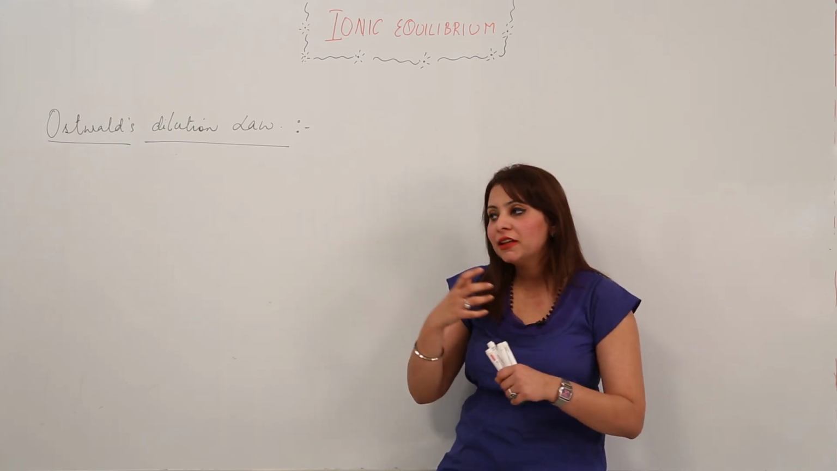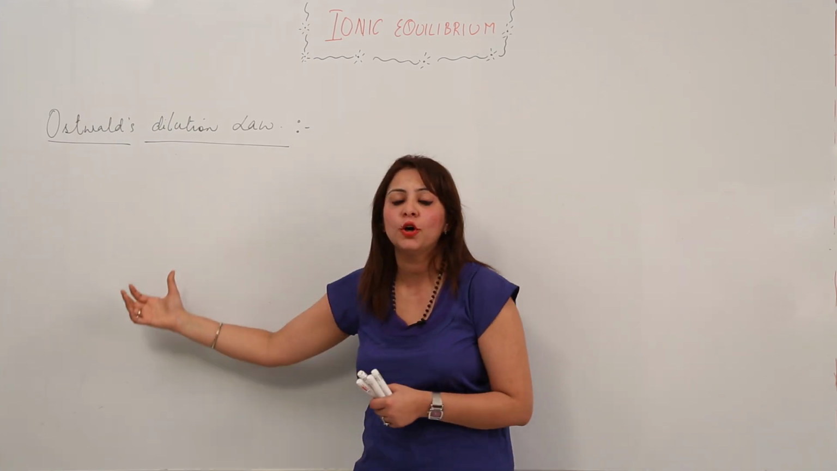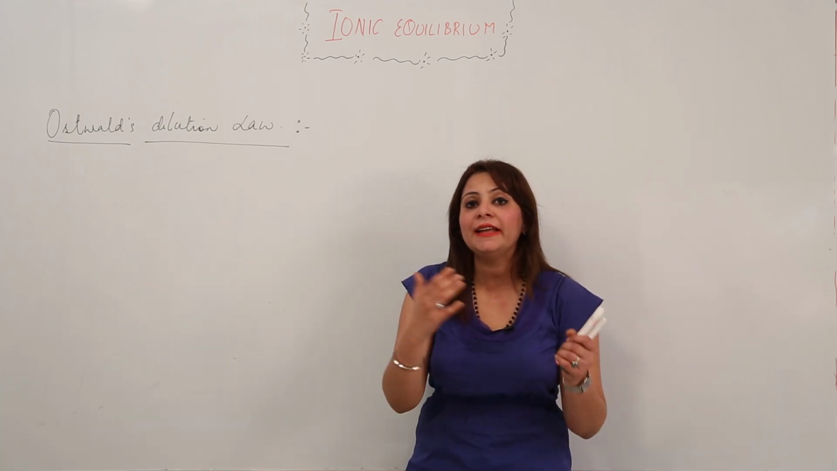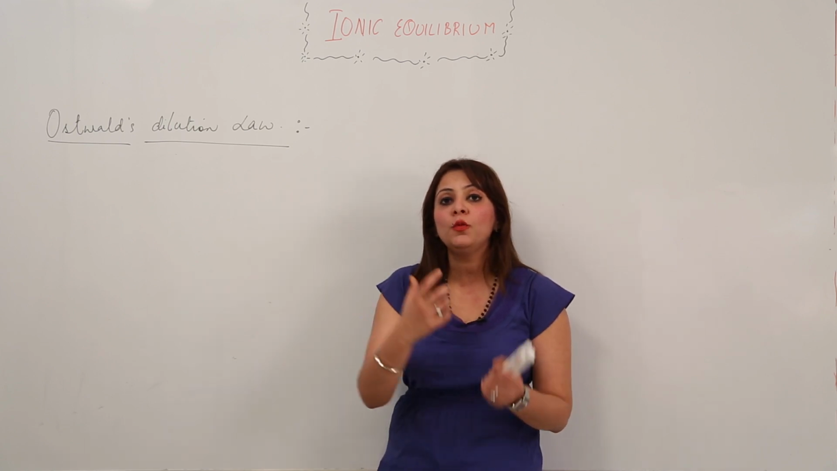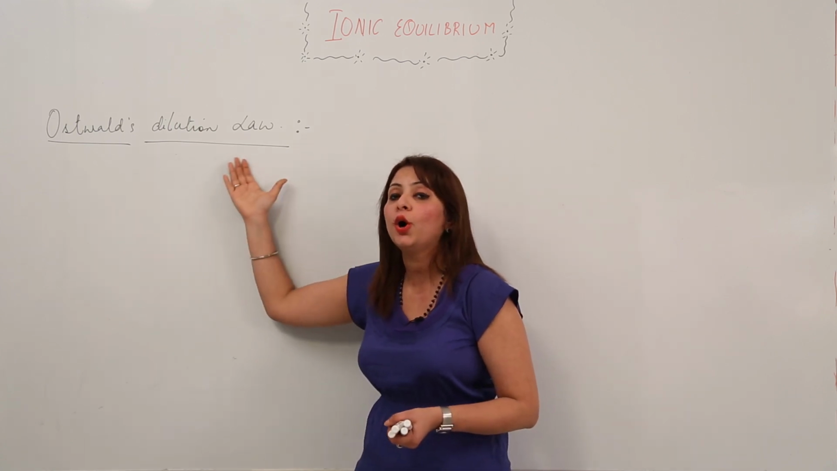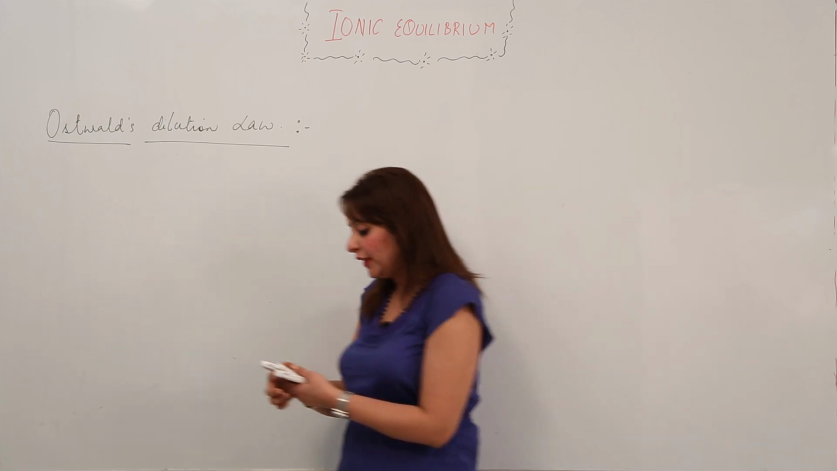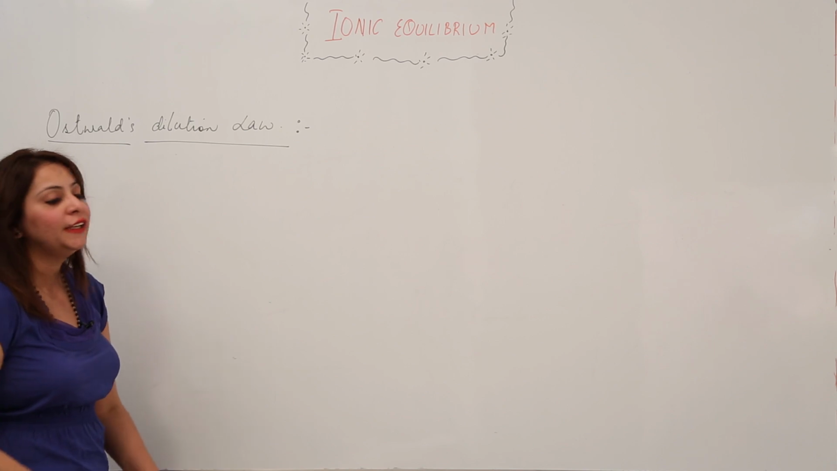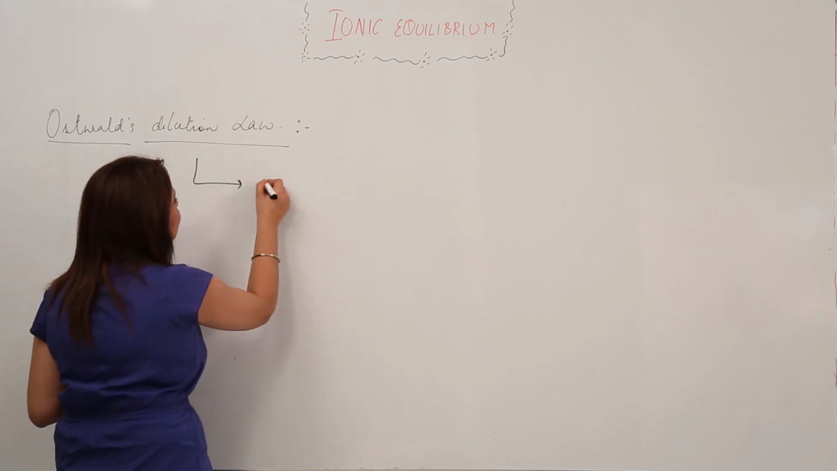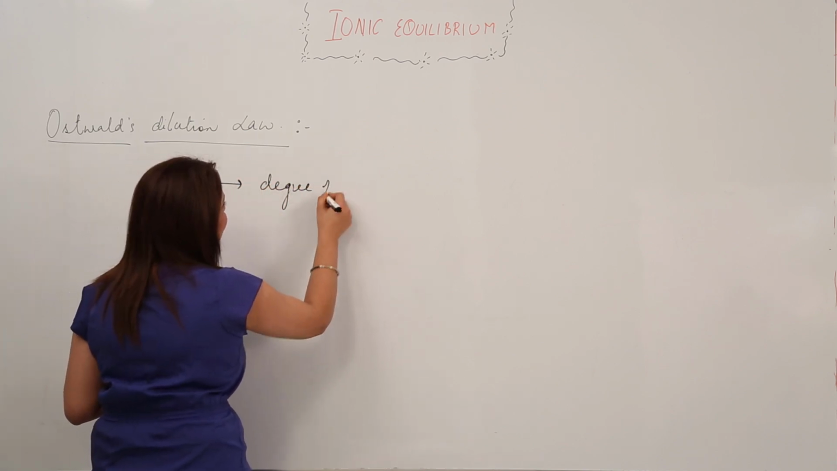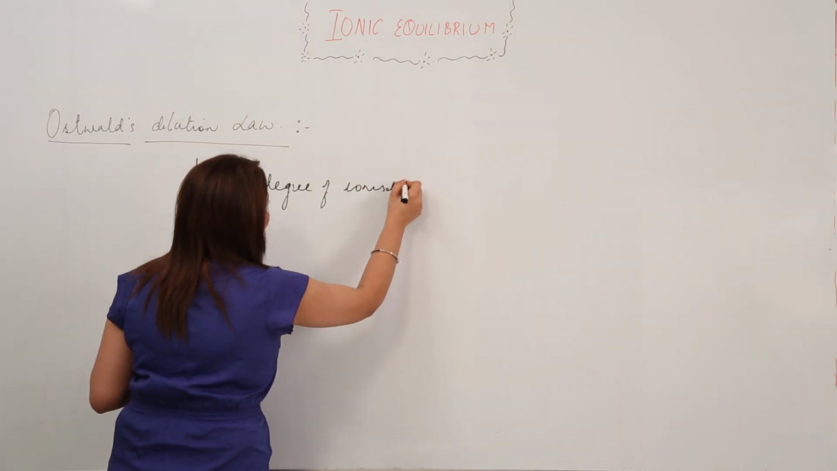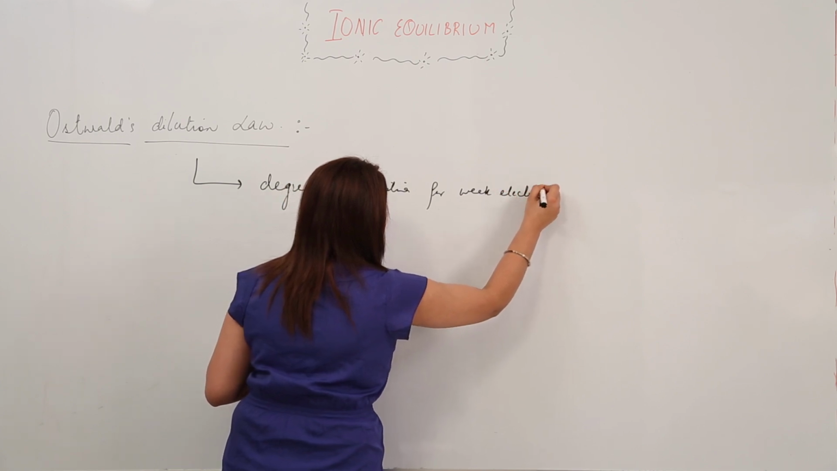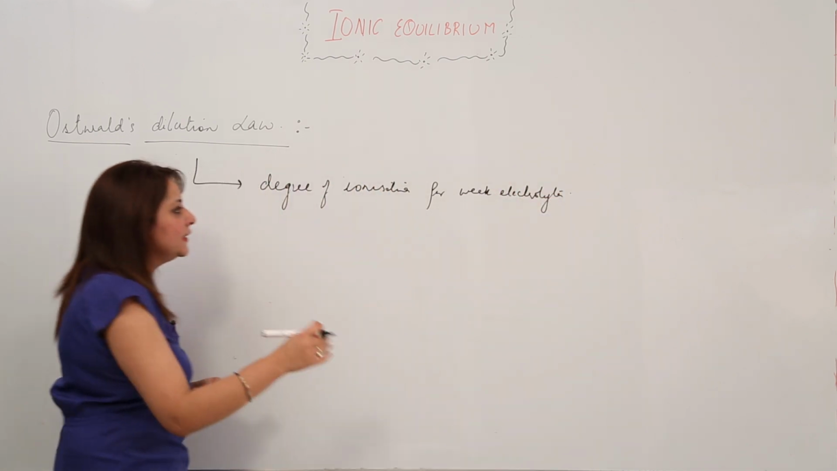Before I state the law, I want to explain it mathematically so that we can derive the mathematical expression, and then you can be well versed with what Ostwald's dilution law wants to state. First of all, you should know why we are doing this. It is just to indicate the degree of ionization for weak electrolytes, right?